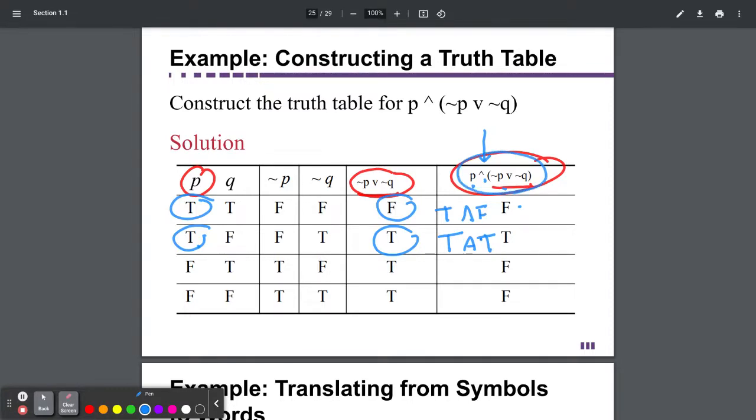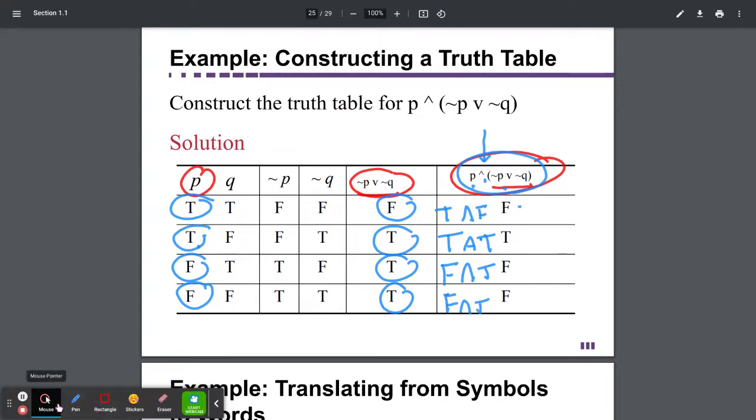The next one, I'm going to take the false and the true and put them together. This is a conjunction, so they both have to be true to get a true. Instead I get a false. On the last one, I get a false and a true, just like the one above it, so a false and a true gives me a false. The initial thing here is how we build out a truth table and making sure we understand that part.